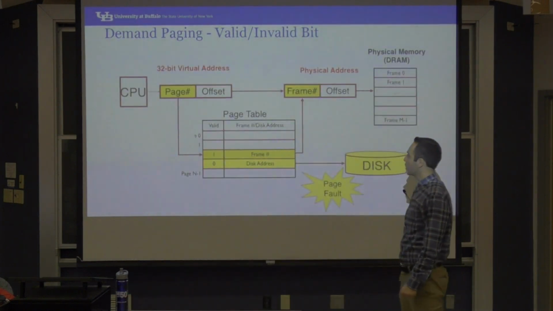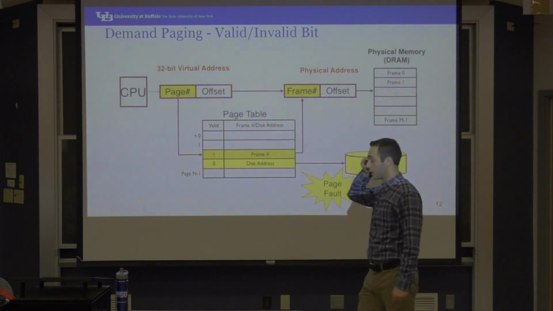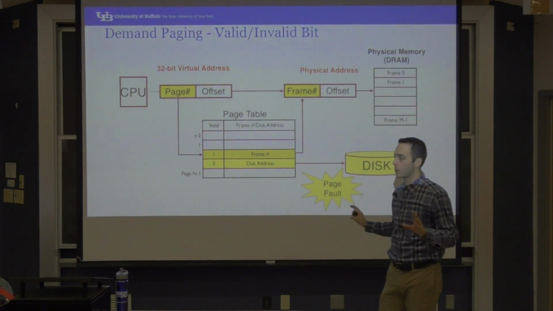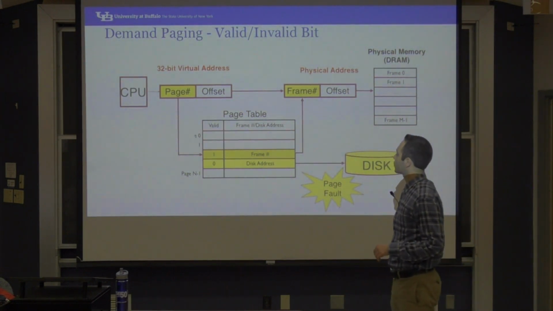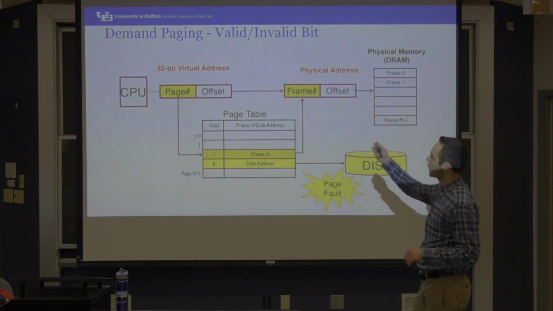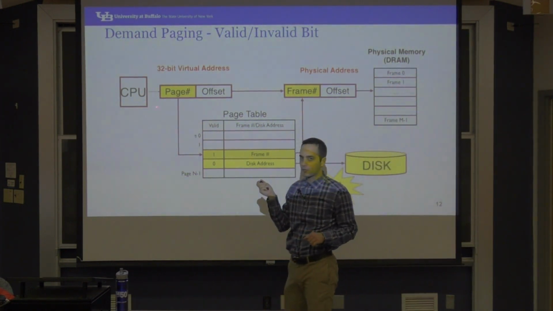Alright? This is very important, and if you understand this and the next couple of slides, this is exactly what's happening during a page fault. It might show up on a test, so make sure that this is clear. So a CPU tries to access a logical address, right?